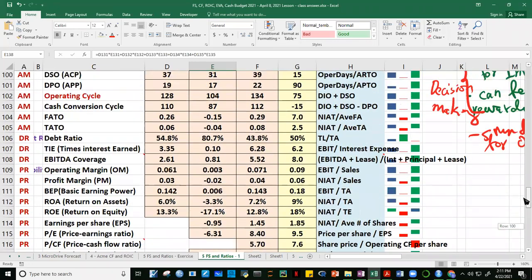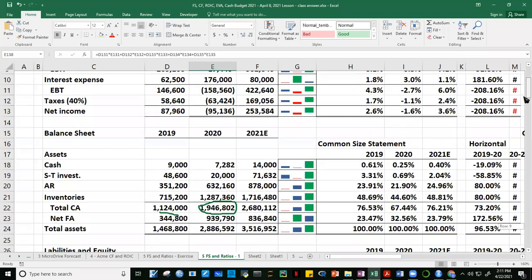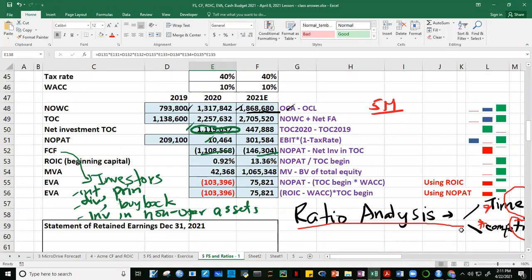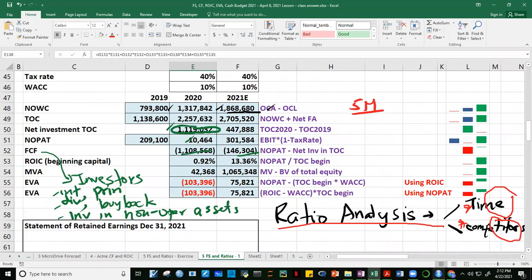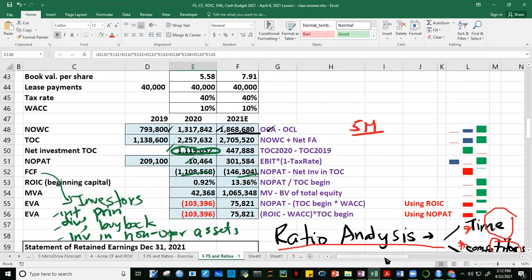Okay? Clear lang guys, clear? Any questions? Any questions about yung ratios natin? Okay, anything you'd like to comment on? Sir, will you send us this file po? Send you this file.